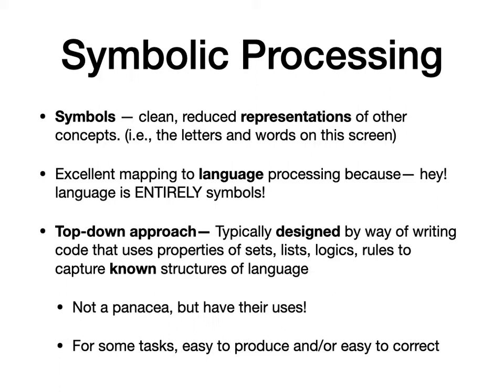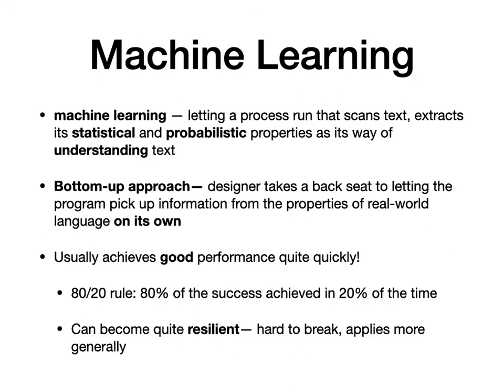More on the other end of the spectrum, right? We are talking about an axis, so things can lean both directions. Let's look at machine learning, right? Machine learning is letting a process run that scans text and extracts its statistical and probabilistic properties as a way of understanding that text. So this is the idea of letting the process work, where you're not building the system to do very, very specific things.